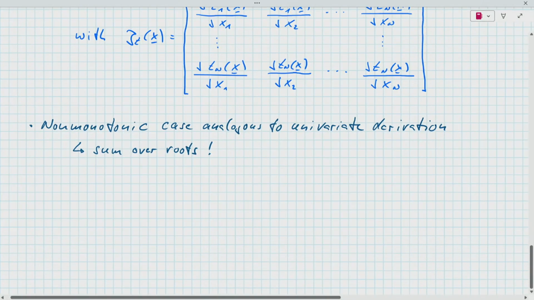And as I said in the beginning, the non-monotonic case can be treated analogous to the univariate derivation. So we then just have a sum over the roots. We have to take care of the sign via the absolute value, and then we sum up the roots, and we can have a changing number of roots, as we discussed last time. So the number of roots depends on where you are in your domain. That's why non-monotonic mappings are not so nice to handle. We discussed a way how to handle it, but it's a bit more complicated. So do we have questions so far?